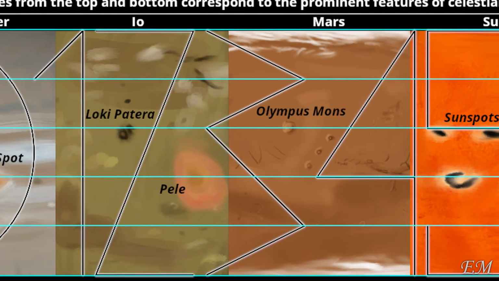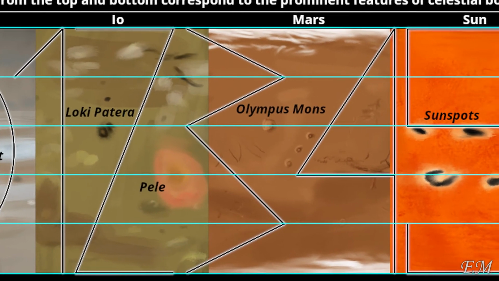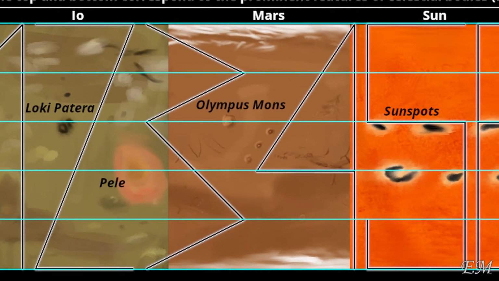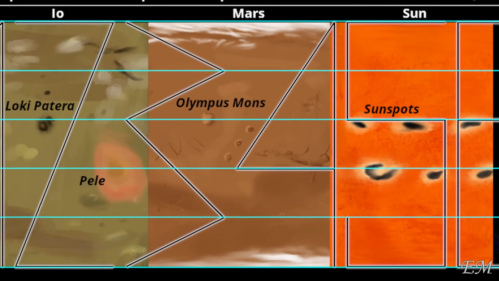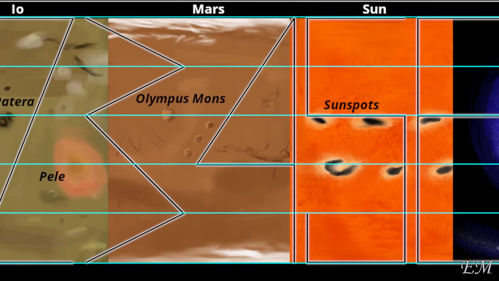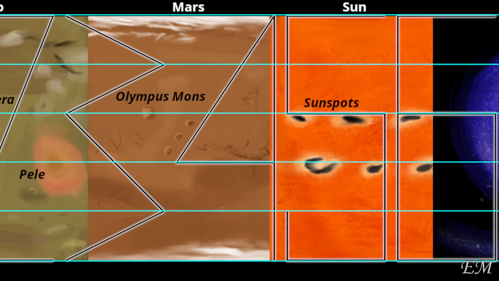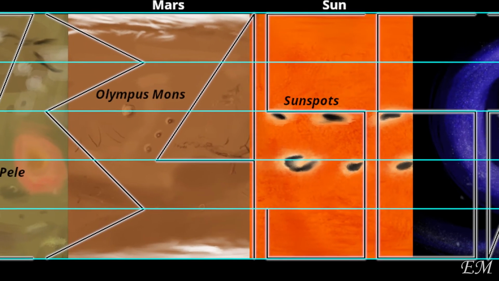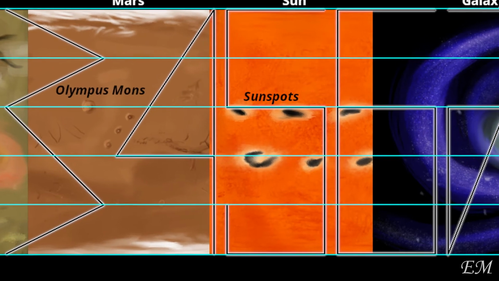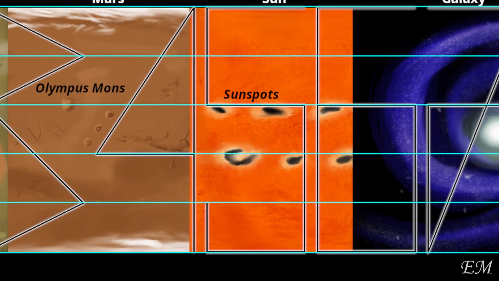corresponding celestial bodies. In the case of the planet Mars, it is Olympus Mons, which is an extinct volcano and the highest mountain in the solar system. On Jupiter, it is the Great Red Spot, and the volcanoes Loki Patera and Pele on Jupiter's moon Io. It's the Great Dark Spot on Neptune and its sunspots on the Sun.